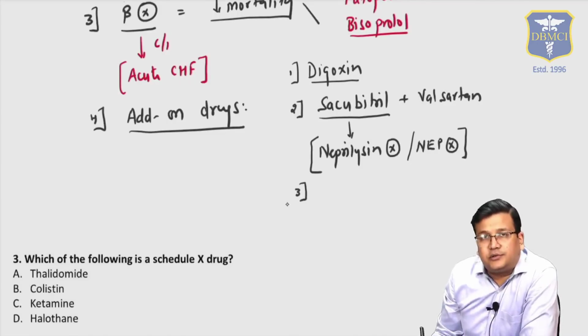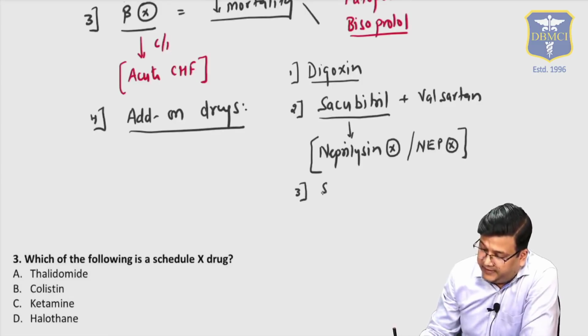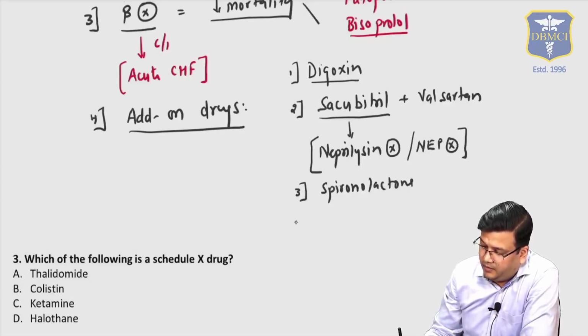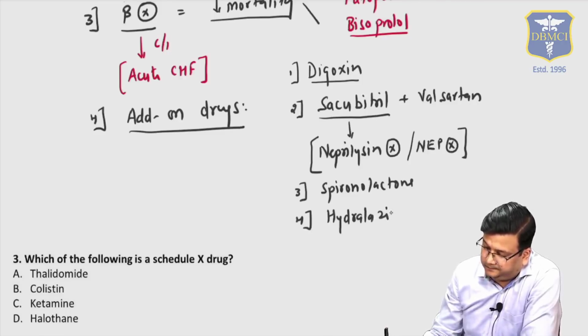Further, what also can be added? We can add spironolactone also, or we can add a combination of hydralazine plus isosorbide dinitrate.